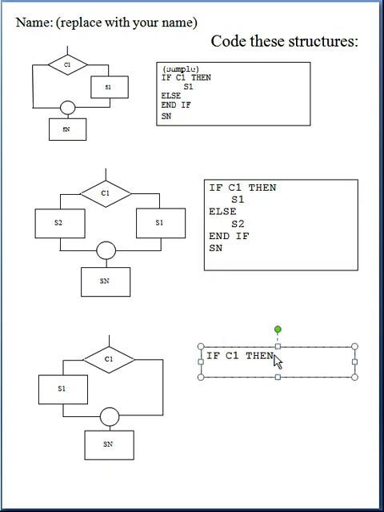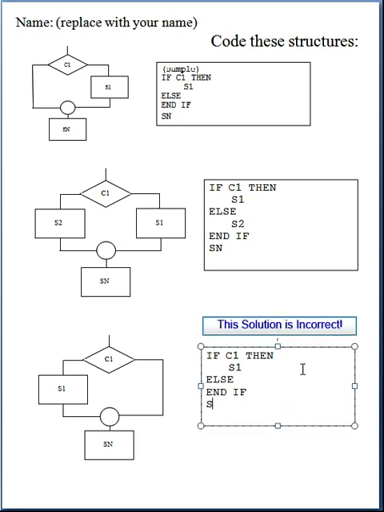Okay, let's look at this next one. Here's what some students do. I'd like to say this is incorrect. Why is this incorrect? Well, take a look at the code here and take a look at the code in the very first picture. They are exactly the same. Are the pictures the same? No. Therefore, the code cannot be the same.